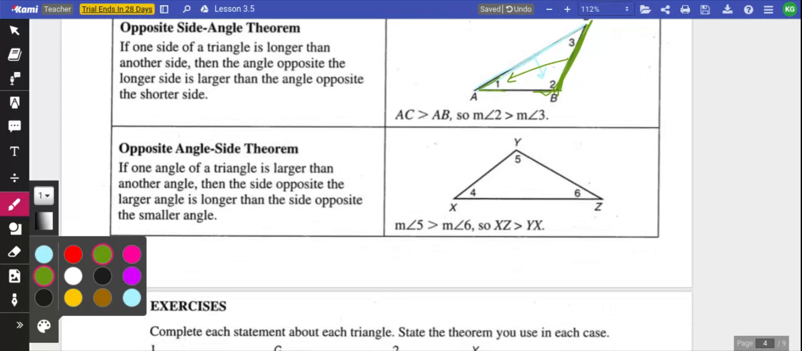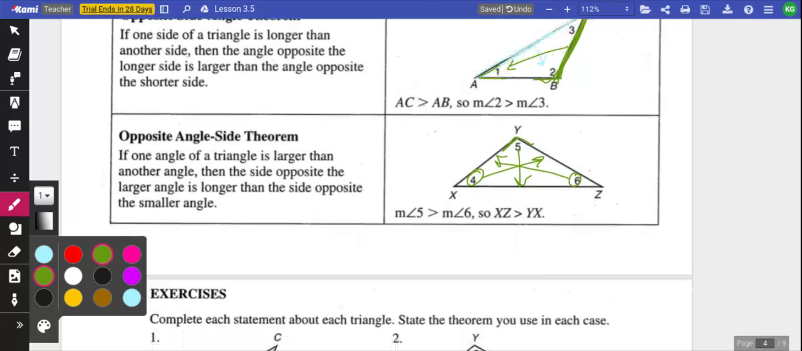The other one then says if you know the size of the angles, then you can show which is the biggest side. So looking here, if I'm told that angle 5 is the biggest angle, XY or XZ is then the biggest side. If I know 6 is the next biggest angle, XY would be the next biggest size. And if I know that angle 4 is the smallest angle, then YZ would be the smallest side.